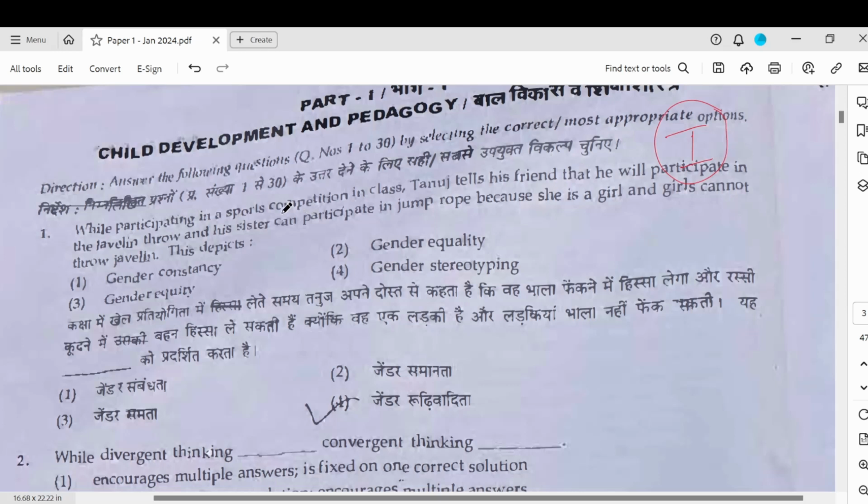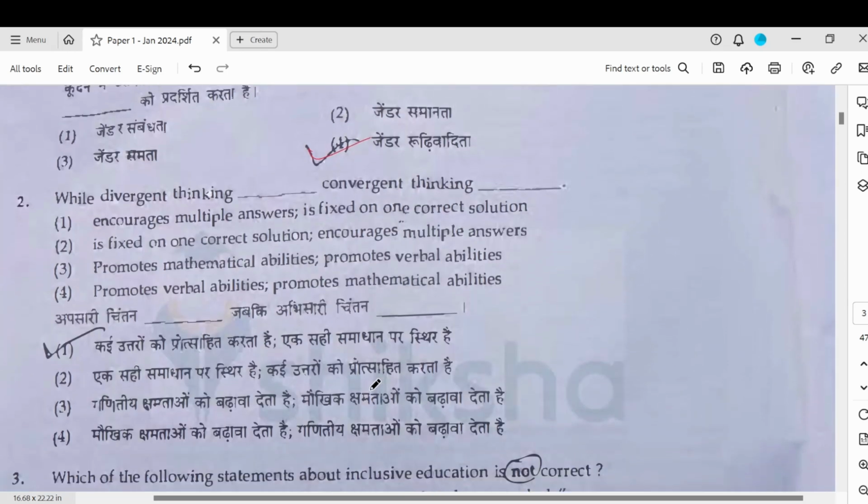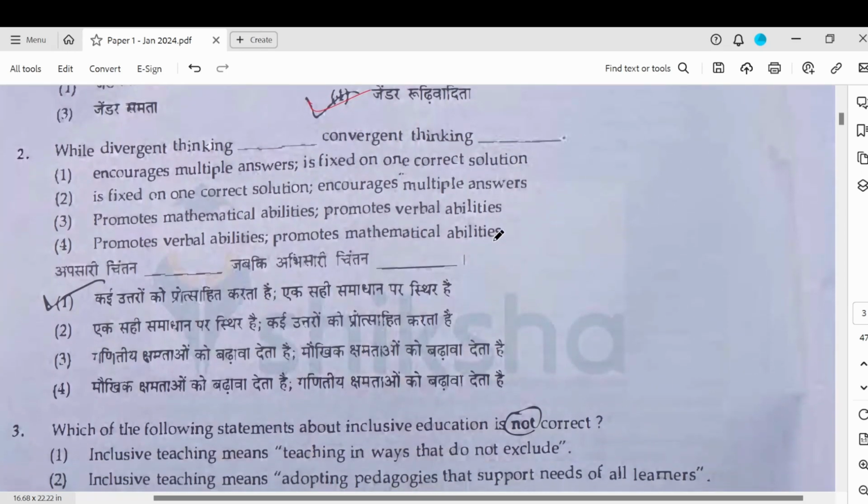While participating in a sports competition, Tanuj tells his friends that he will participate in javelin throw, and his sister can participate in jump rope because she is a girl and cannot throw javelin. So this is depicting gender stereotyping. While divergent thinking is dash, convergent thinking is dash. So while divergent thinking encourages multiple answers, convergent thinking is fixed on one solution.